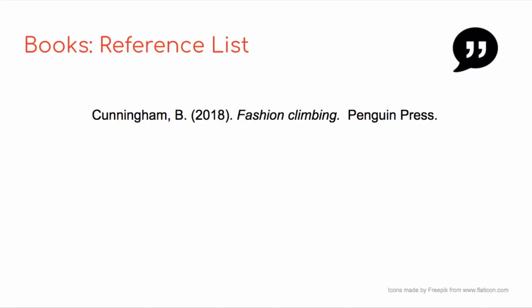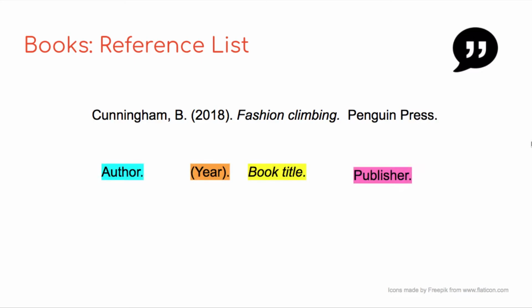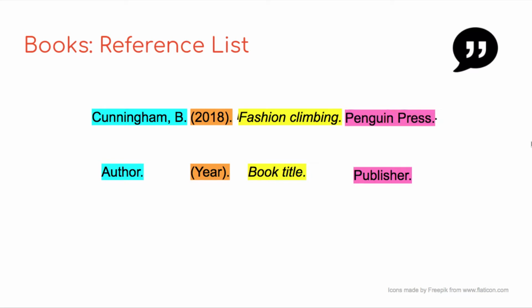Okay, next let's talk about how to cite a book for the reference list. So that's the list that appears at the end of your paper. So this is the information you need: author, year, book title, and there's the example. So keep in mind the author's name, you only need the first initial of the first name. And then you have the year of publication. That's going to be in parentheses followed by a period. The title is going to be in italics followed by a period. And then the name of the publisher is going to be followed by a period.